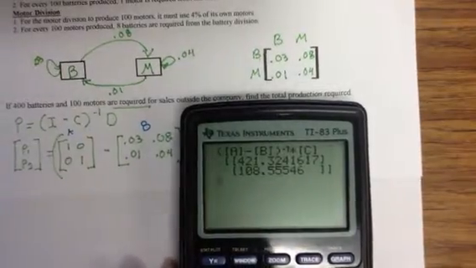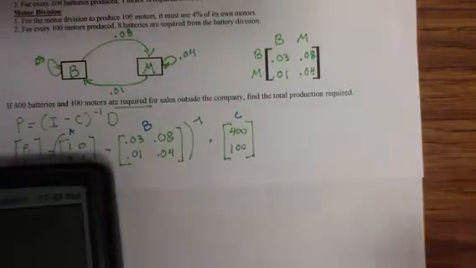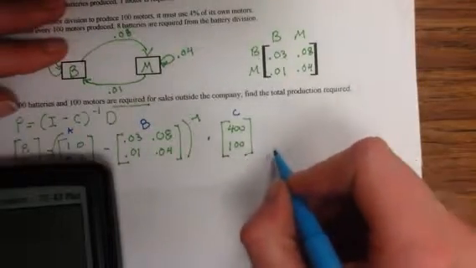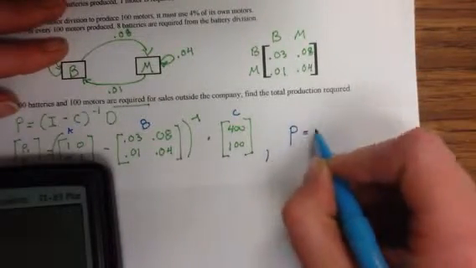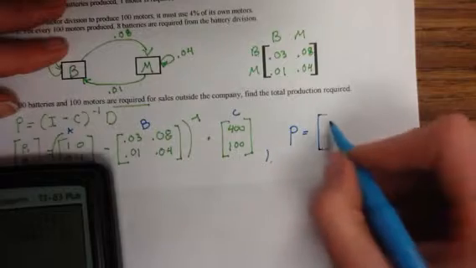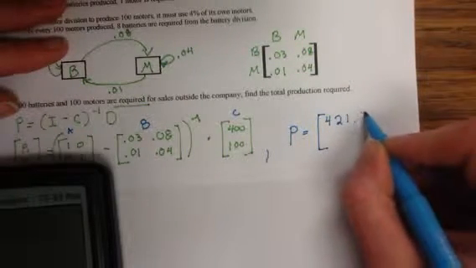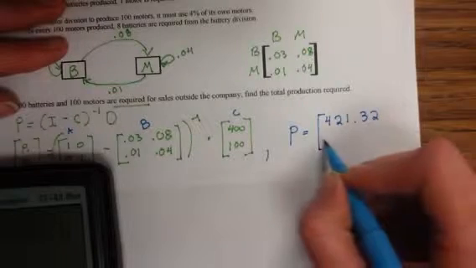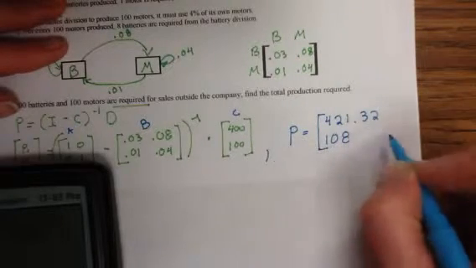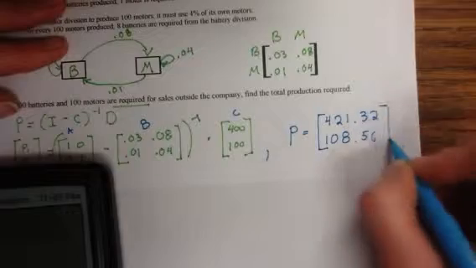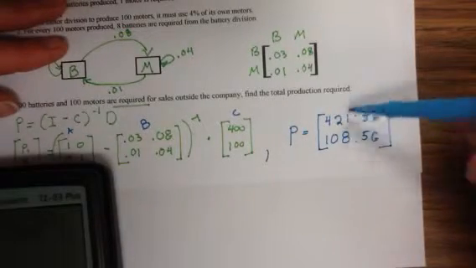So they're asking us to find the total production required. So then, based on this, I could say that the production required is equal to, and I'm just going to put it in matrix form, 421, I'm going to round to 2 decimal places, 0.32, and 108.56. So you also want to make sure you know what each of these numbers represent.